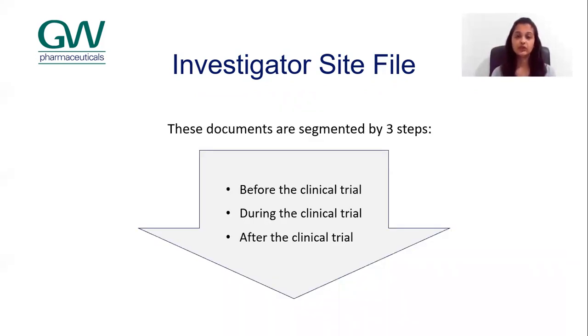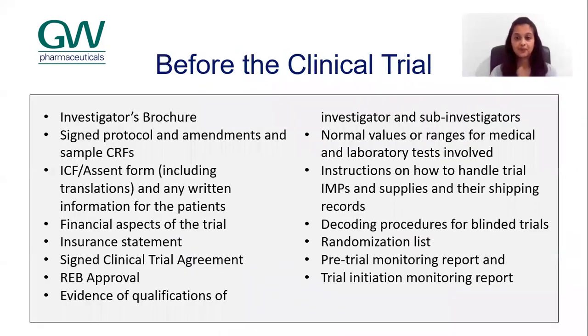So documents which go into the investigator site file are basically divided into 3 steps: documents before the clinical trial starts, during the clinical trial, and after the clinical trial. And we need to make sure that these documents are maintained throughout the whole study during each of these steps to make sure that the study is conducted well.